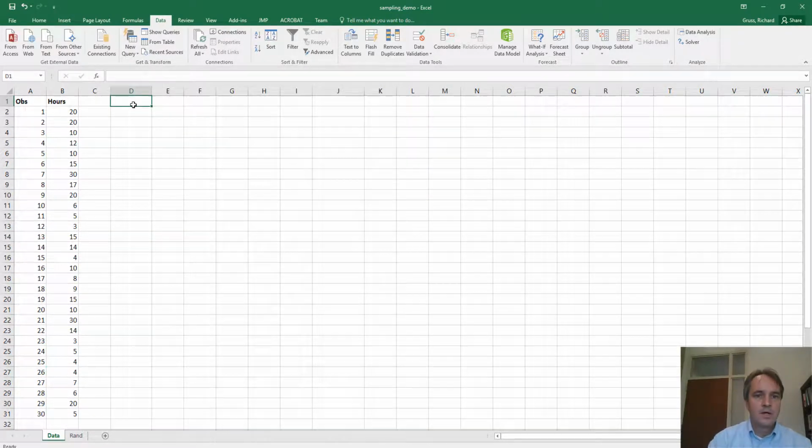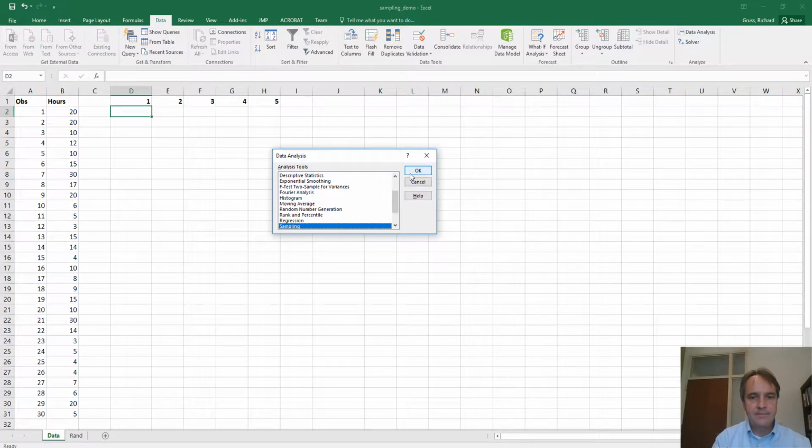I'm going to take 5 samples: 1, 2, 3, 4, 5. Before, in the last example, we were generating those. Your Data Analysis ToolPak gives you a way to sample from a data set. Let's draw samples of size 10, so 1 through 10. Then we'll look at the mean, and then the mean of means and the standard deviation of means. So I'm going to go up to Data Analysis and Sampling.